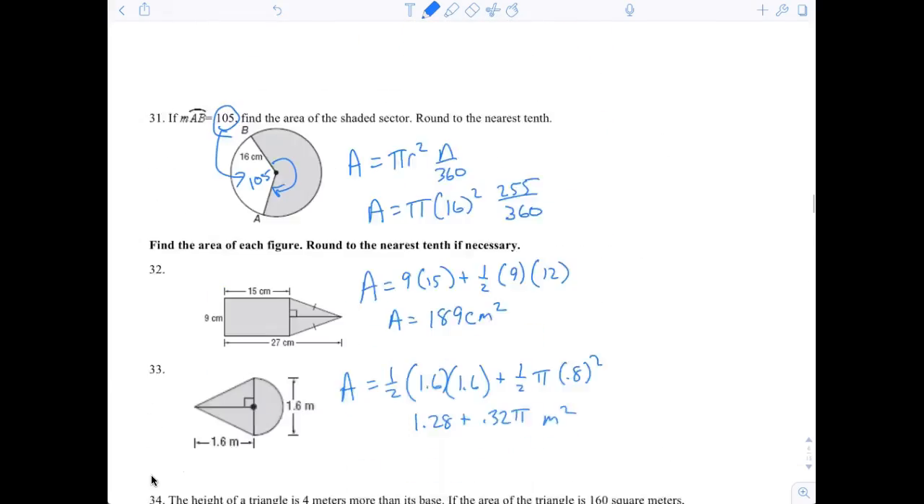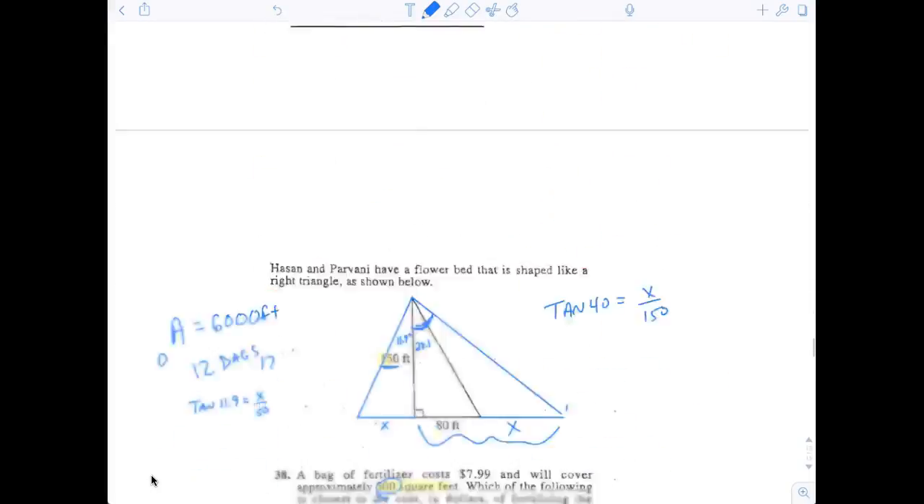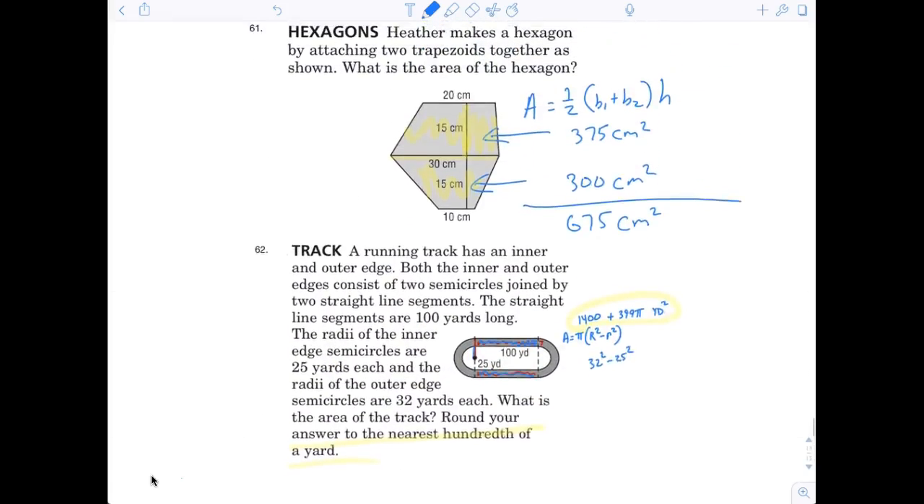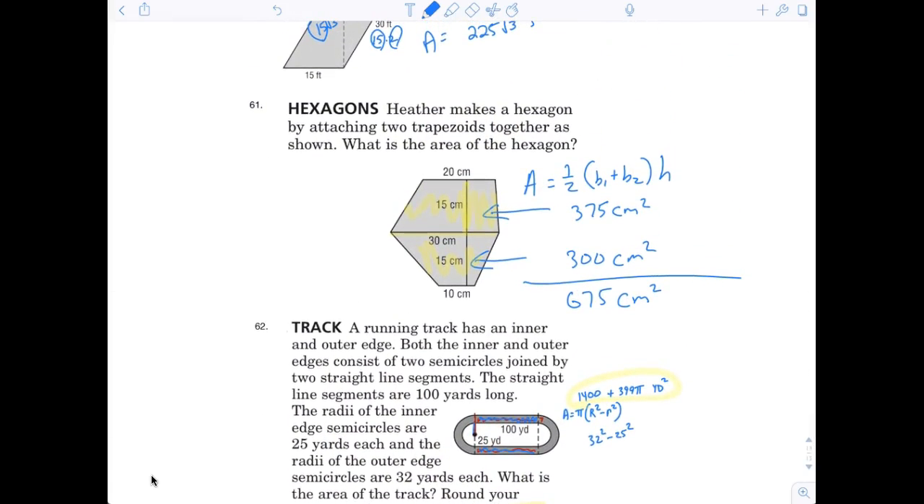Let me see. I think the rest of the solutions are actually at the bottom of the page. All right, let me see if I can find them. Yeah. I'll see what I can do.